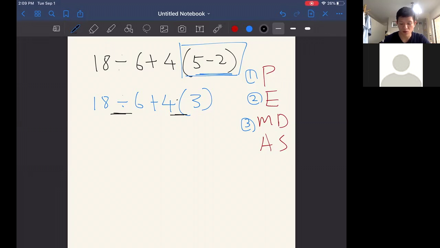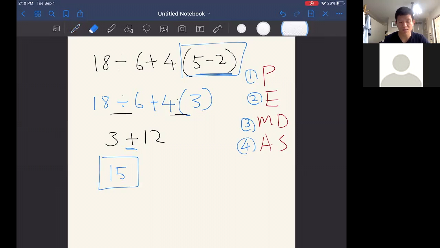So if we do it in that order, 18 divided by 6 is 3, plus, we don't do anything about addition yet because that's after multiplication or division. 4 times 3 is 12. Boom. Now then, we move on to addition or subtraction because we don't see any multiplication or division left, right? So then I see addition here. So 3 plus 12 is equal to 15. So this is our final answer, okay?